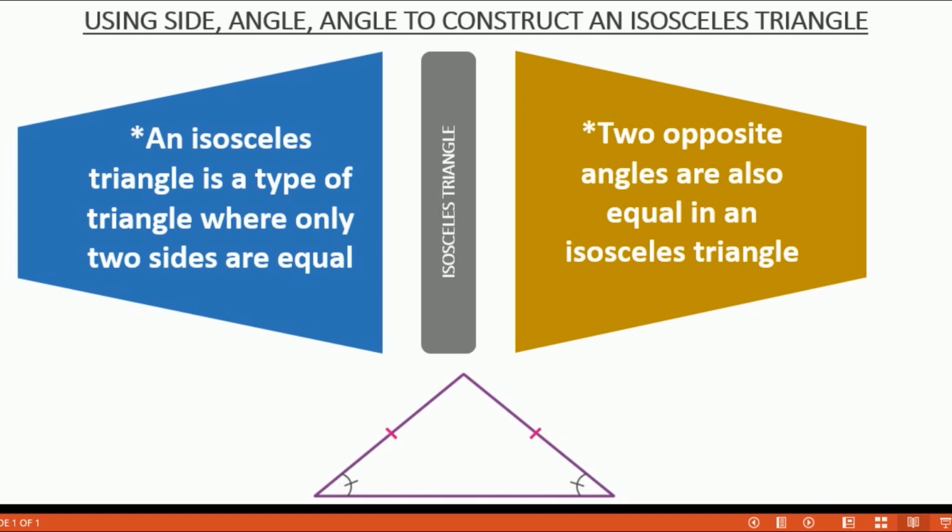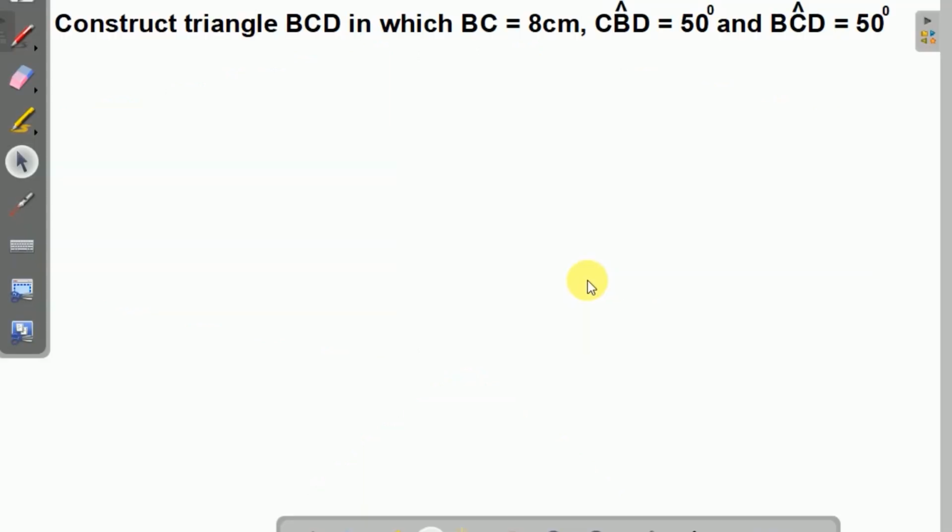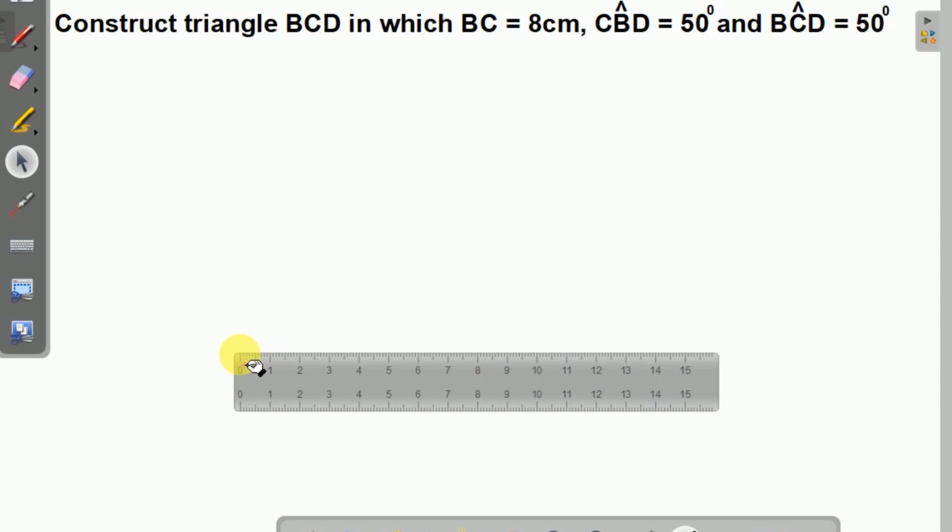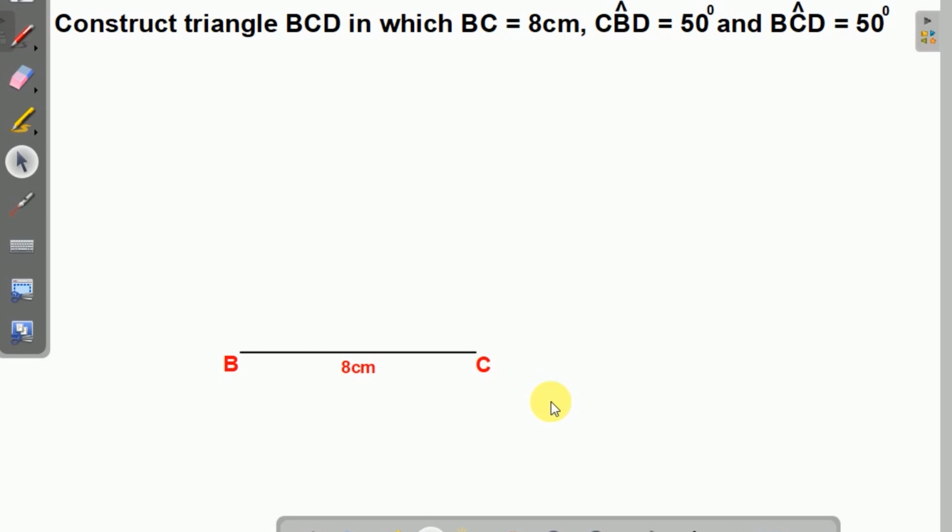So let us look at an example that's going to help us understand this concept. Construct triangle BCD in which BC is equal to 8 centimeters, angle CBD is 50 degrees, and angle BCD is 50 degrees. So the first thing that we're going to do is to construct line BC, which is equal to 8 centimeters. So let us do that. We're going to measure 8 centimeters. We're going to start from 0. So we have measured our line BC as 8 centimeters.